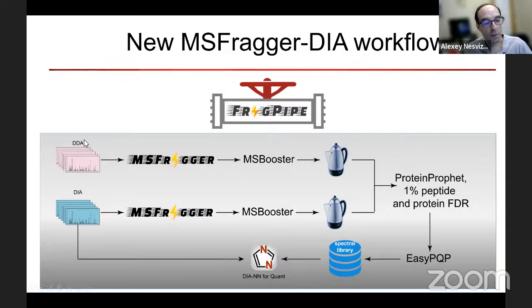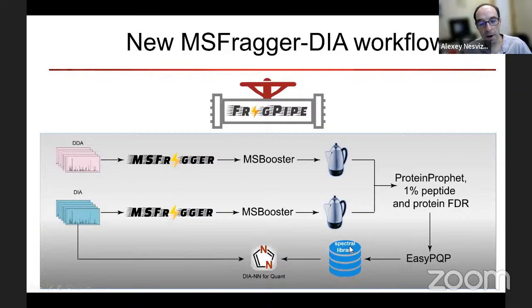And again, you can do it with just a few clicks: load DDA, load DIA. MSFragger will recognize what's DIA. Well, you have to annotate them as DIA or DDA, but MSFragger will automatically run DIA data through the MSFragger-DIA tool. The DDA will go through the conventional DDA algorithm, rescoring with deep learning with MSBooster, Percolator rescoring, PeptideProphet, EasyPQP for spectral library building.